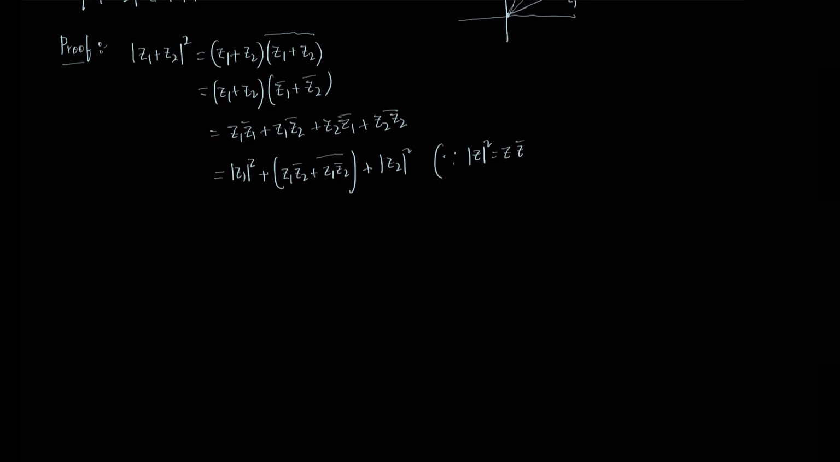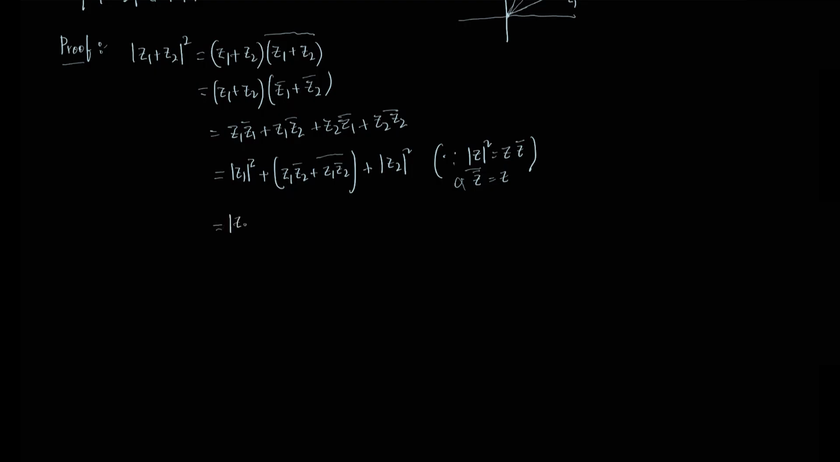Z bar. Clear? That is why I can write it like this. Yes. Okay. And of course, the bar of z bar is nothing but z. So essentially, you take z, you take the conjugate of z, and then take the conjugate again, and you end up with z itself. So that's what we are using.